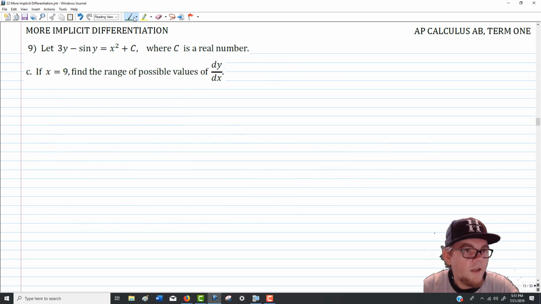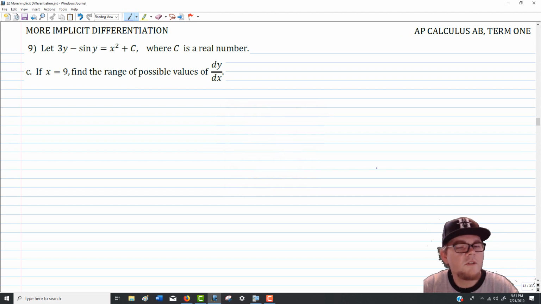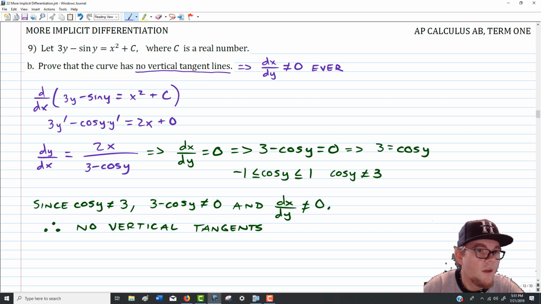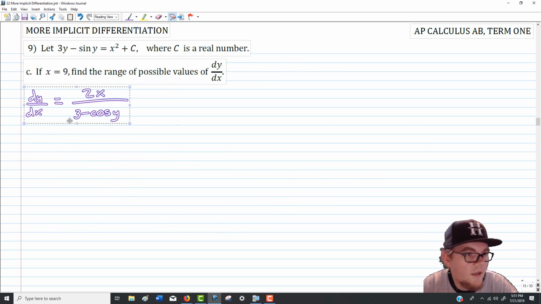Okay, finally, the last part here is drawn directly out of the previous one. They're very connected, and this is the kind of question that appeared on the 2019 AP exam for AB. There was a question that involved something a little bit like this, or maybe it was a practice exam, I don't remember. So I'm looking here. It says, if x equals 9, find the range of possible values for dy/dx. Before we do that, let me go look at the derivative one more time and remind myself what it was, so I don't have to recalculate it.